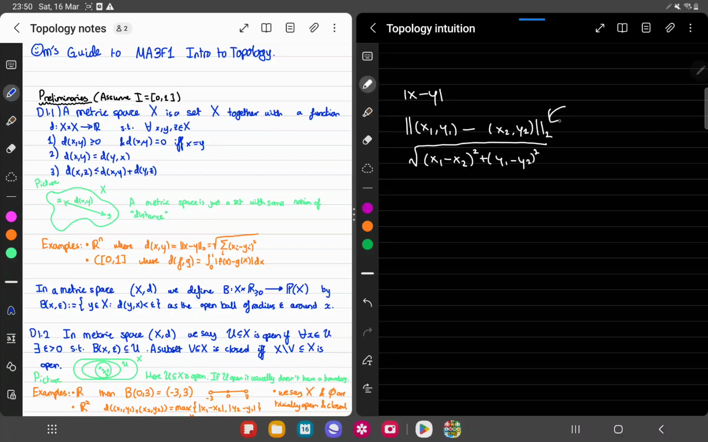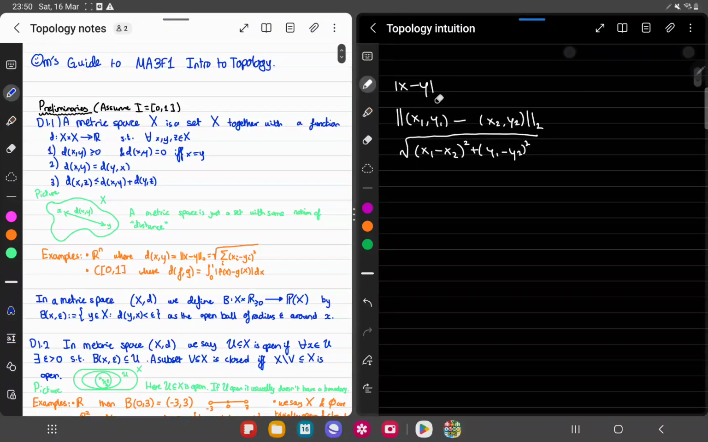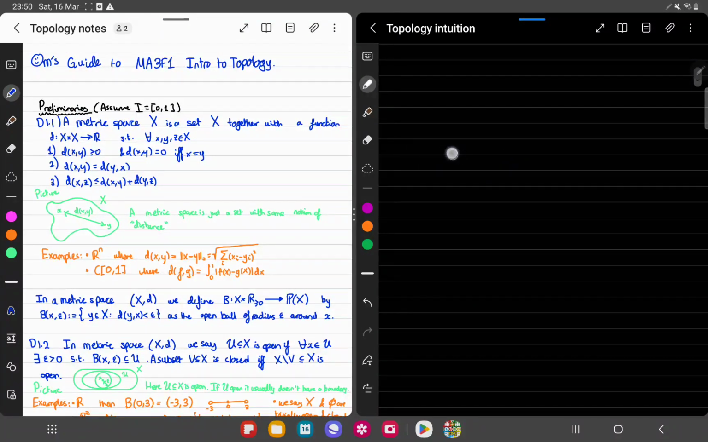So maybe you don't remember what 2 norms are or what p norms are in general. But for this course, I don't think we really need to understand what norms exactly are. We just have to know that, given any norm, you can define this thing, which tells you a distance between 2 points. So yeah, that's a metric space.